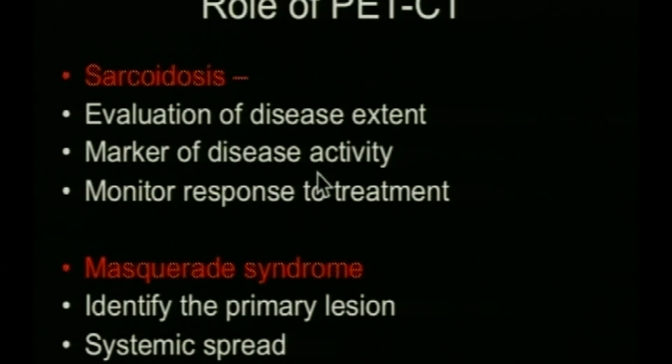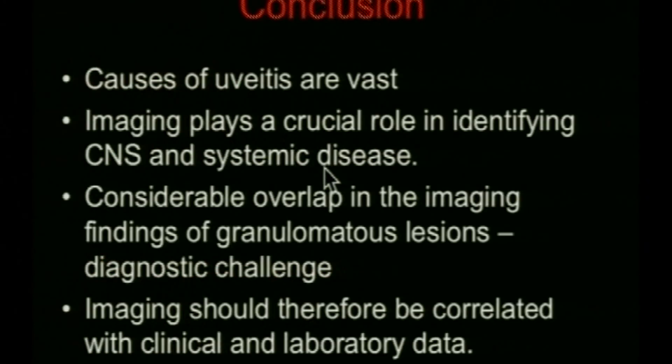So then what is the role of PET-CT? It is basically in sarcoid for evaluation of the disease extent, as a marker of disease activity and to monitor response to therapy. In Masquerade syndrome, to identify the primary lesion and to look for systemic spread.